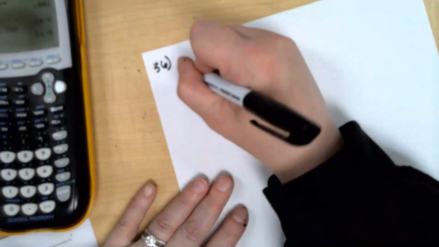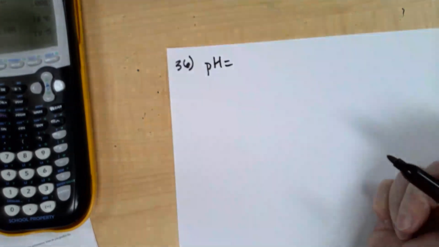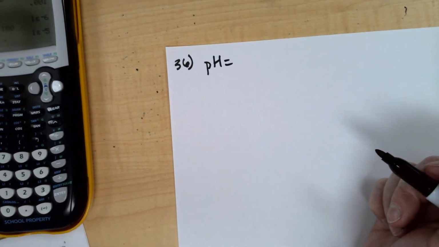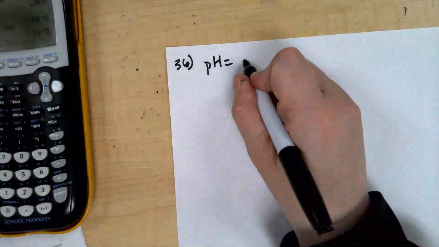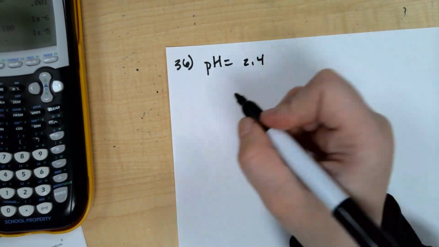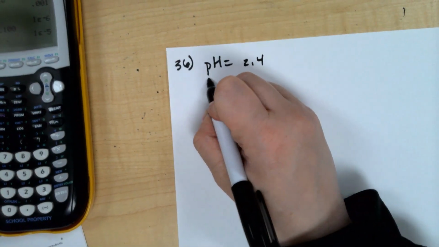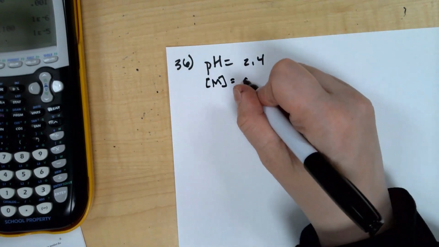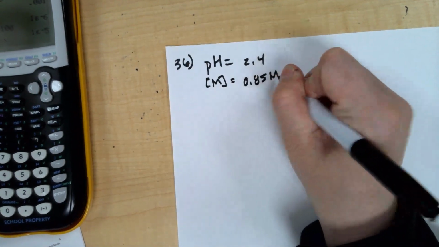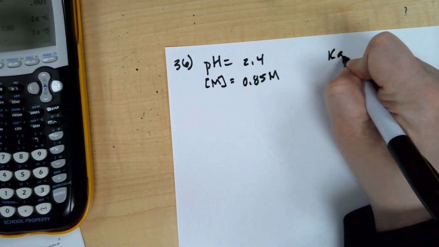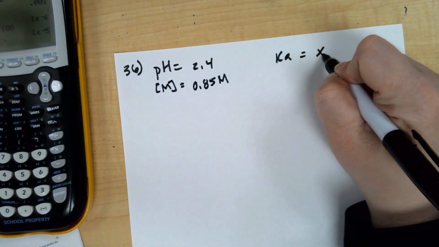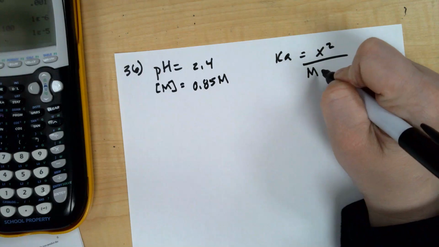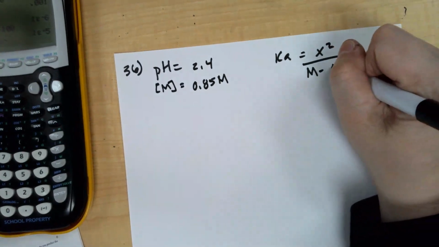So what do we pull from the problem? We pull from the problem that the pH is 2.4, and that the initial concentration of that acid is 0.85 molar. And it wants us to find the Ka. Well, what's the Ka always going to be? It's always going to be x squared over the initial concentration minus x.